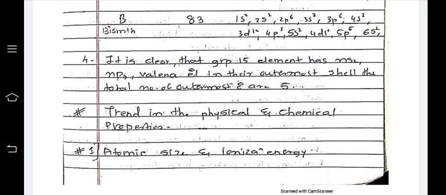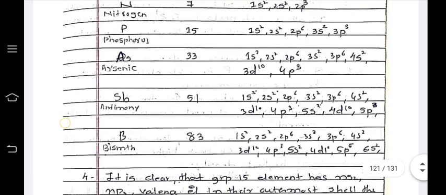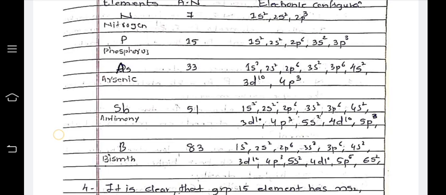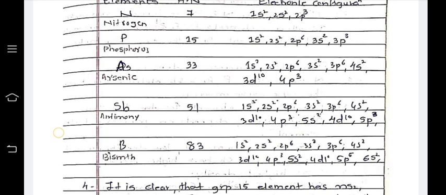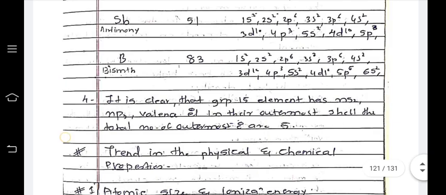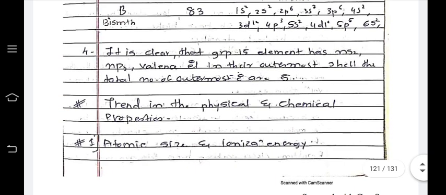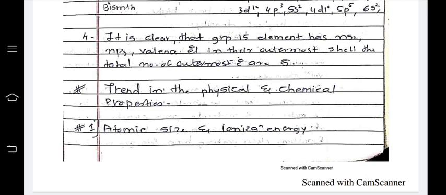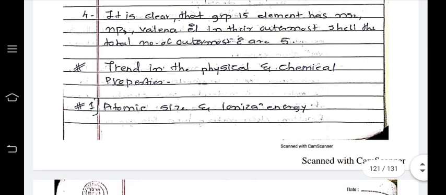One common thing we observe in all these electronic configurations is that the valence electronic configuration of all these group 15 elements has 5 electrons: 2 electrons in the s orbital and 3 electrons in the p orbital. It is clear that group 15 elements have ns2 np3 valence electrons in their outermost shell. The total number of outermost electrons is 5.